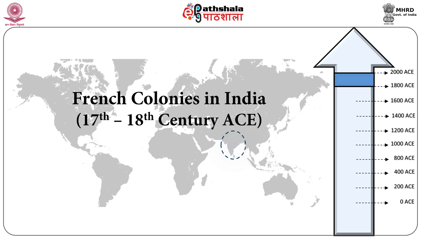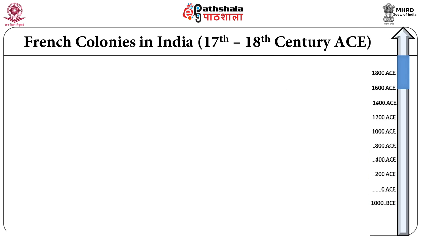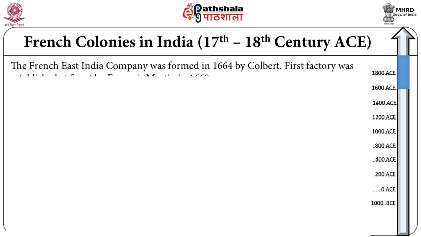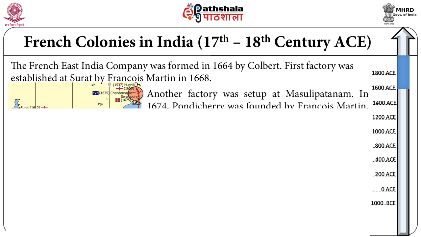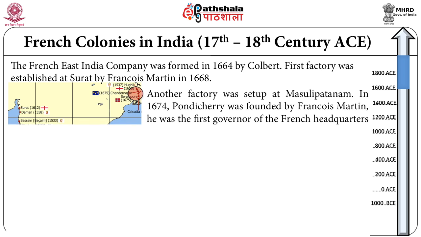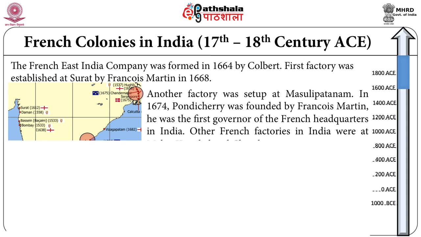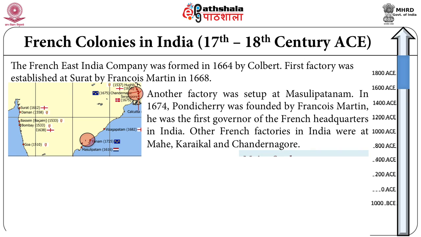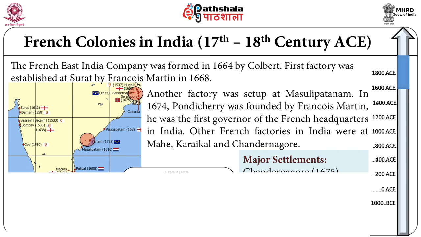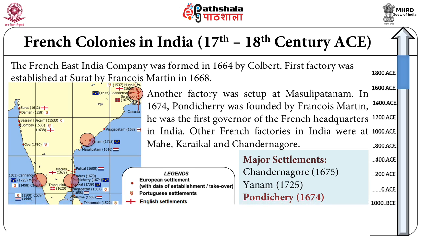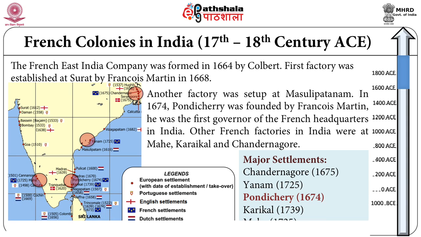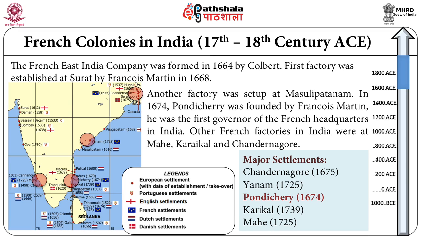Now we come to the French colonies or settlements. The French East India Company, which was formed in 1664 by Colbert, started their first factory in Surat, established by Francois Caron and Marcara, in 1668. Another factory was set up in Masulipatnam. In 1674, Pondicherry was founded by Francois Martin, who was the first governor of the French headquarters in India. Other French factories were in Mahe, Karaikal, and Chandannagar. Chandannagar is in West Bengal.